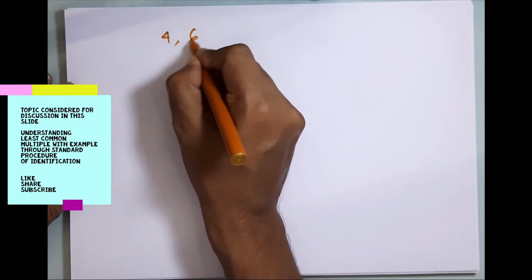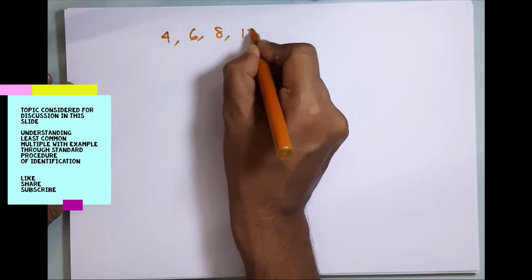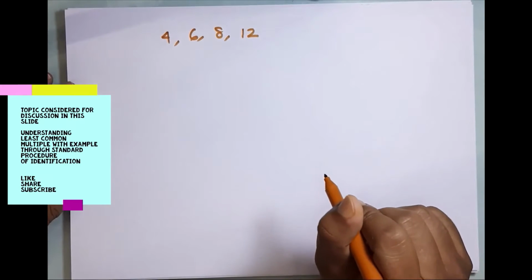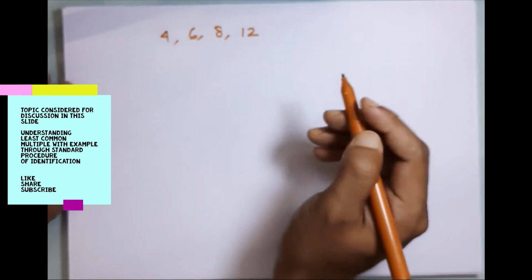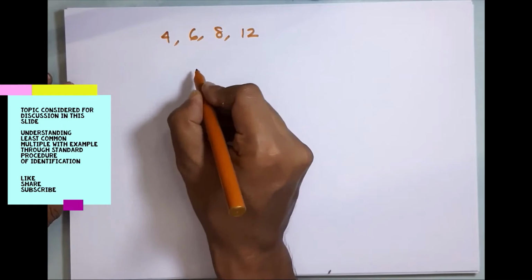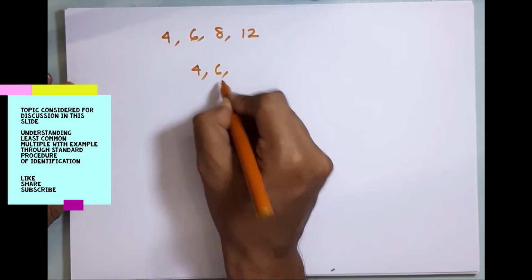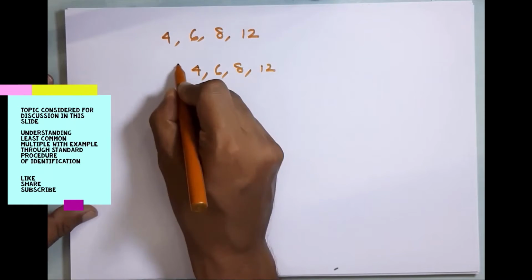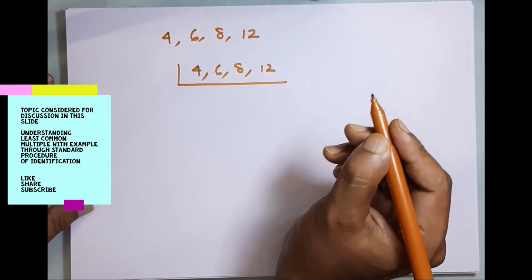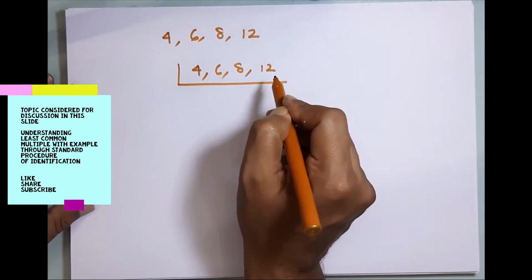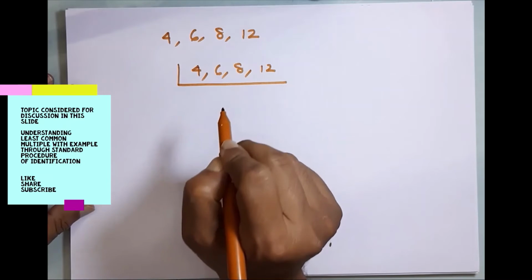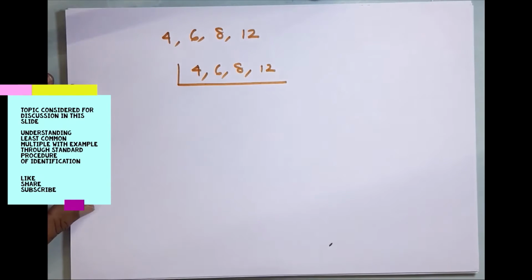Okay, so let me first write down some numbers for you. So probably 4, 6, 8 and 12. If we have been asked to identify LCM between 4, 6, 8 and 12, what exactly do we have to do? We'll first write it down like this: 4, 6, 8 and 12, and then we'll identify some common factor by which all or most of the numbers are divisible. So we'll keep on dividing using factors till we ultimately get 1 against all those numbers for which we have been asked to identify LCM.